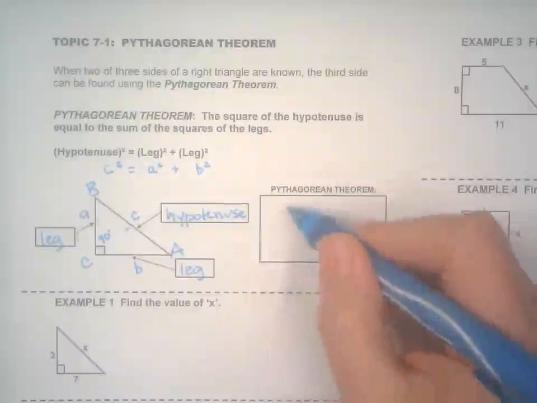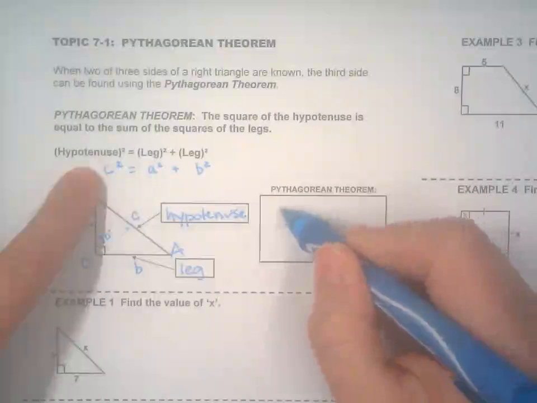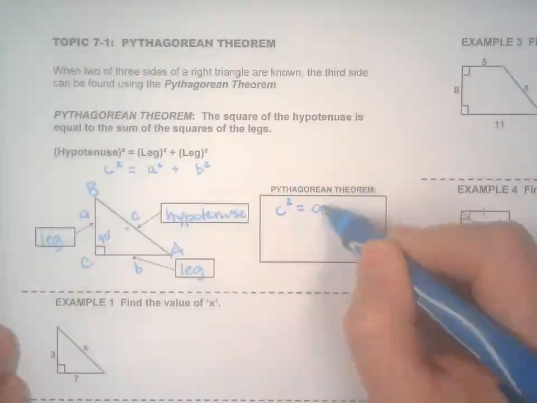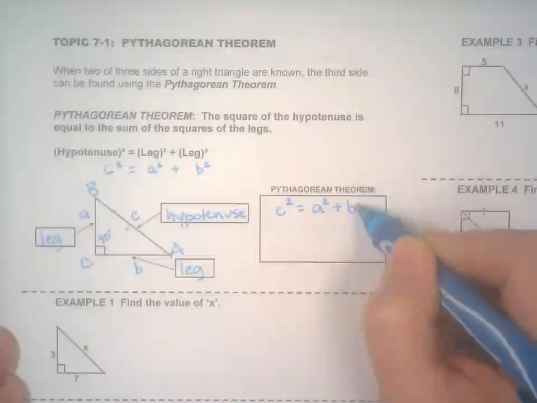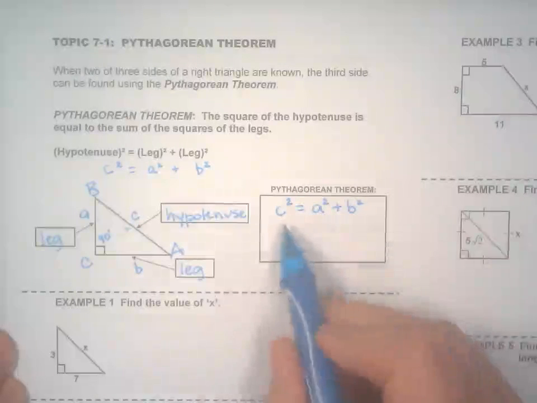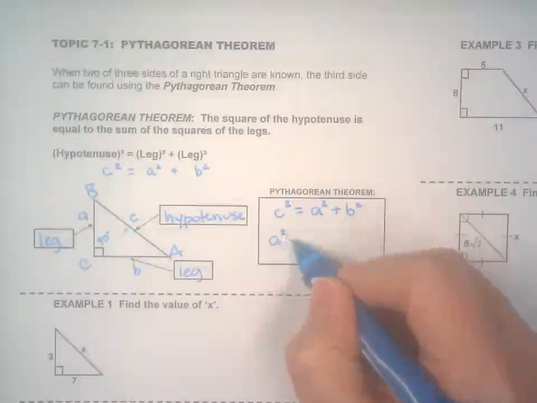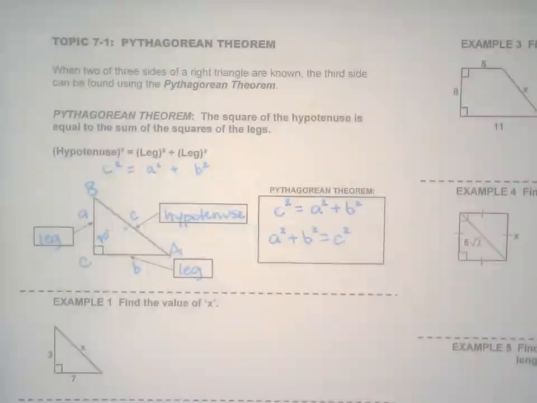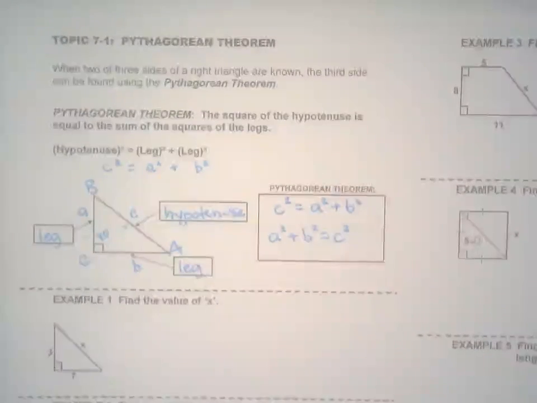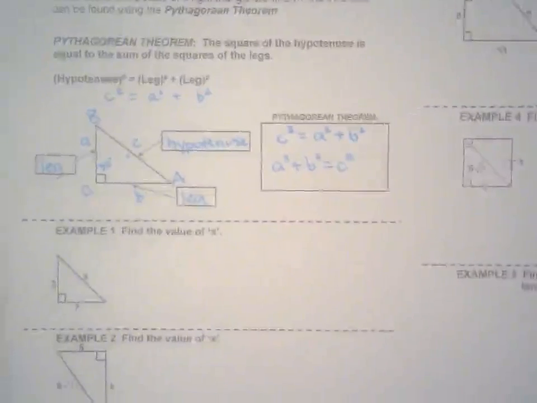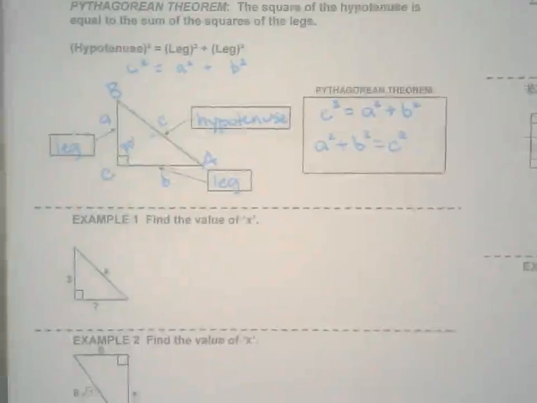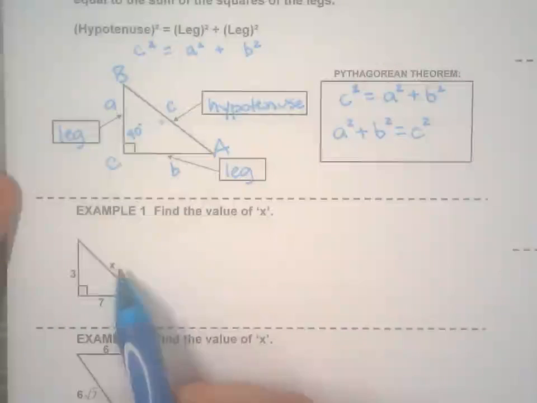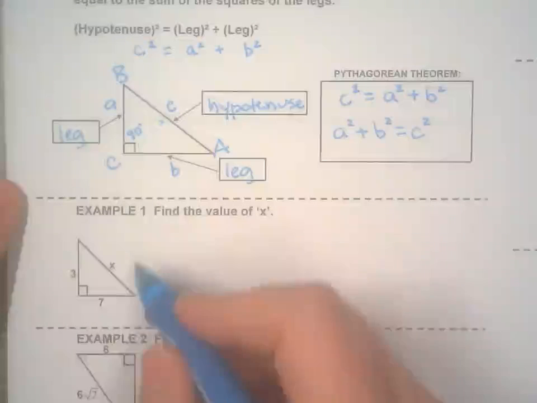So the Pythagorean Theorem says the hypotenuse squared is the legs squared added together. You might remember a squared plus b squared is c squared. Either way, it's the same thing. It's just personal preference. Okay, let's get going on examples, and I think that's what makes a big difference when we actually see this in action. Before we start solving anything, we need to label these guys.